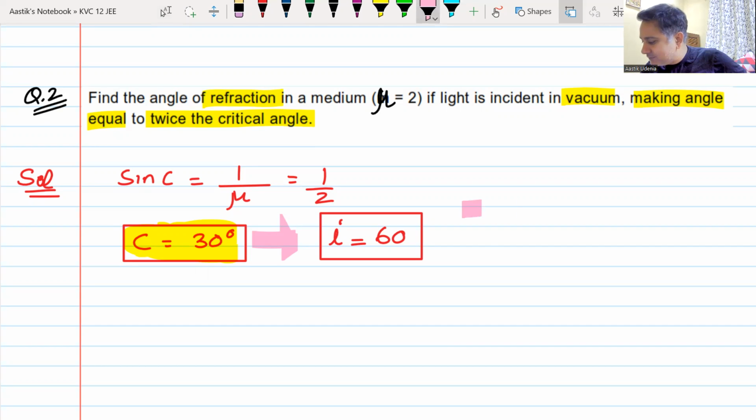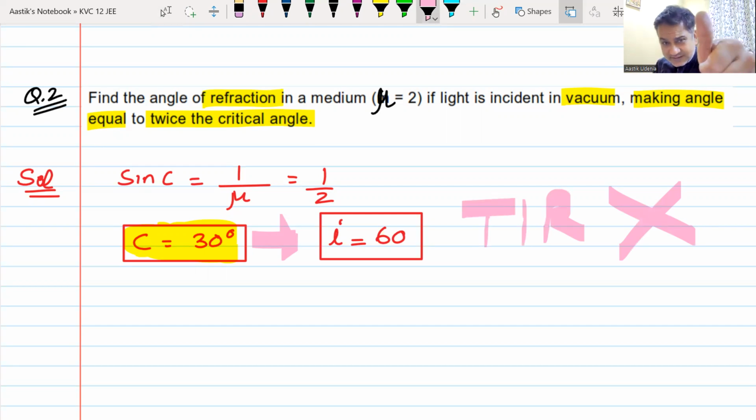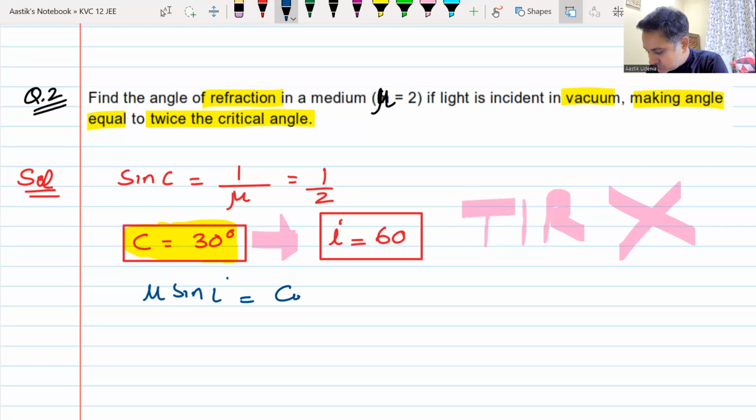Do we understand this? TIR does not happen. Yes or no? Now we apply Snell's law, my dear friend. Mu into sine i is constant. Mu is 1 for air multiplied by sine of 60, where 60 is the angle of incidence. That will be equal to 2 multiplied by sine of r.